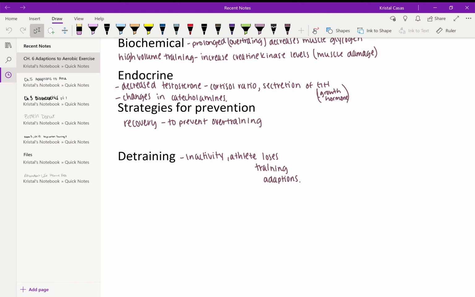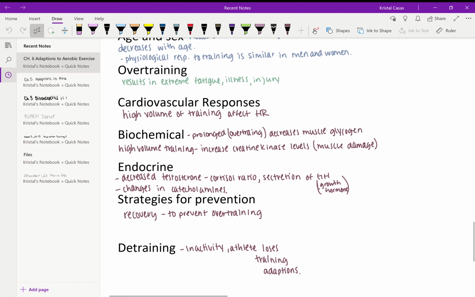Detraining is the inactivity where the athlete loses training adaptations once they have not been consistent in training. And that is all for my summary.